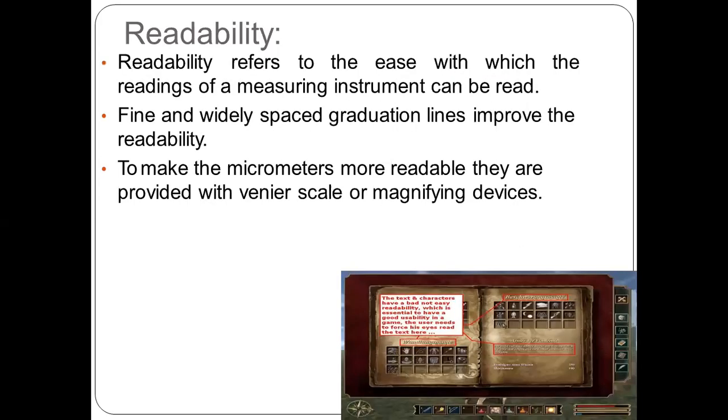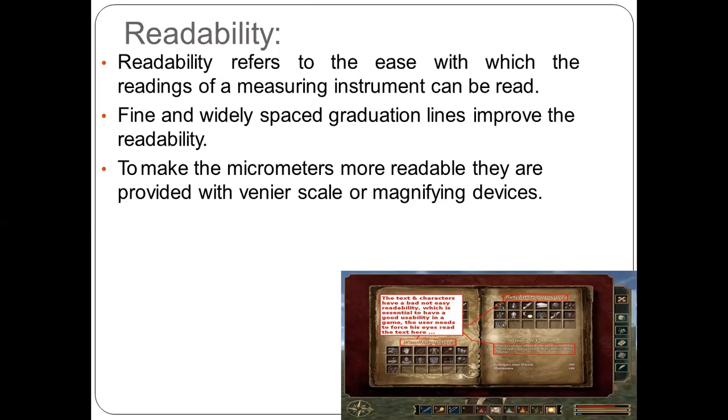Now the next property is readability. Its name indicates what it is. Readability means the ability to read things. So readability refers to the ease with which the readings of a measuring instrument can be read. How easily we can read the instrument, that is the readability of that instrument.